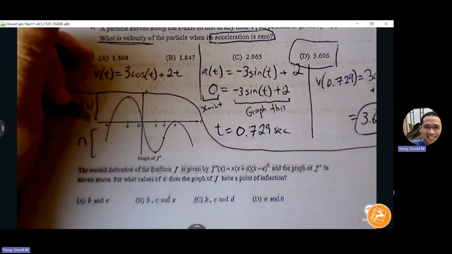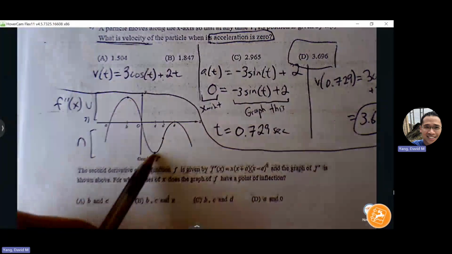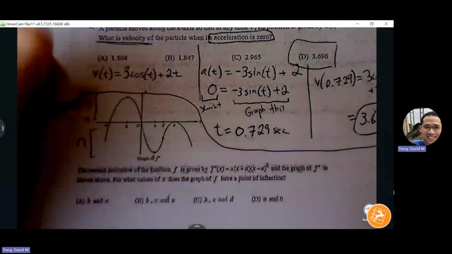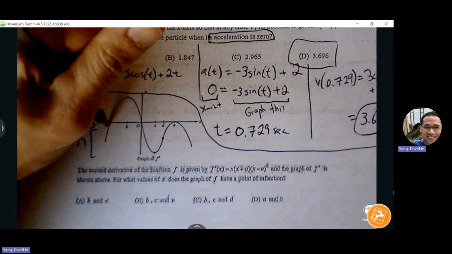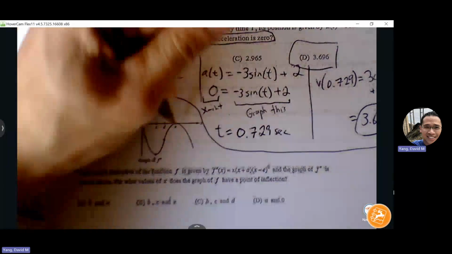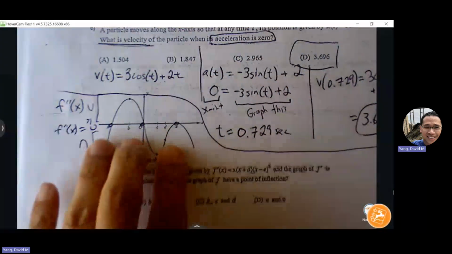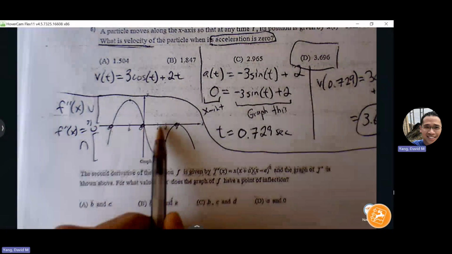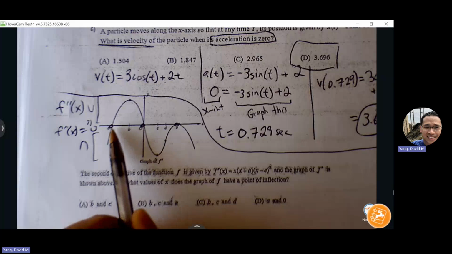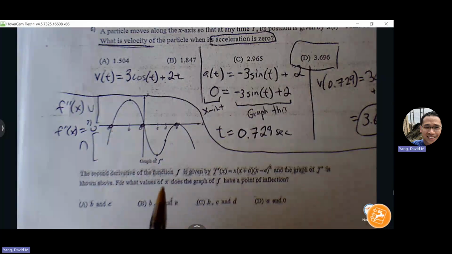X-intercept. This is the f double prime graph. If it was the f prime graph, then the peaks and valleys would be good. But for f double prime, we want to find out where f double prime is equal to zero, right? So equal to zero is x-intercept. So we have a couple of x-intercepts here. All of these are candidates for points of inflection, but are all of these points of inflection? What needs to happen for points of inflection? Change in signs, right?